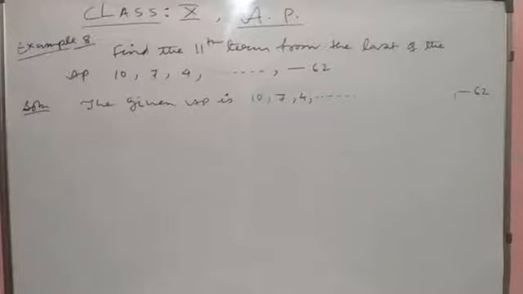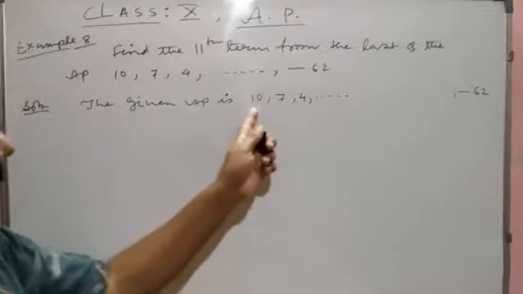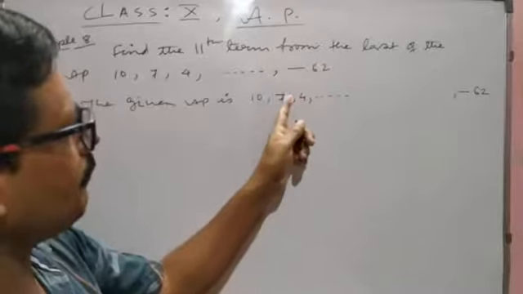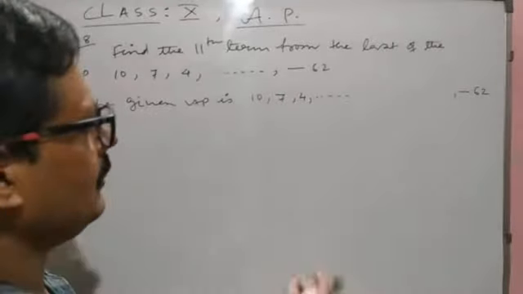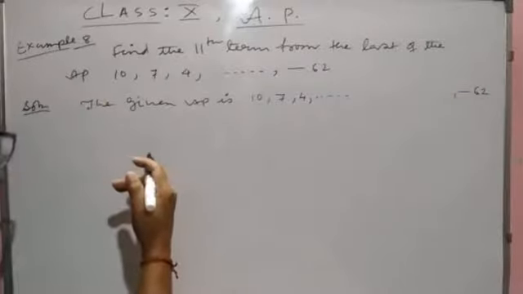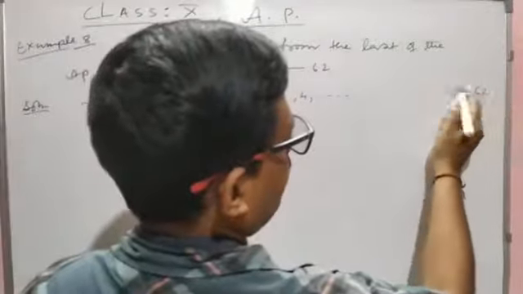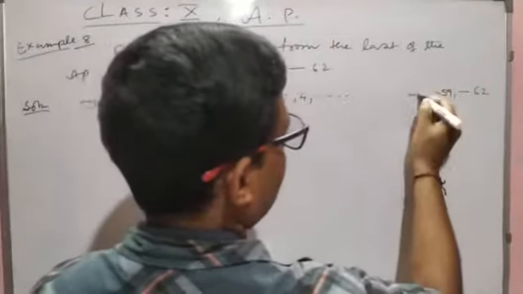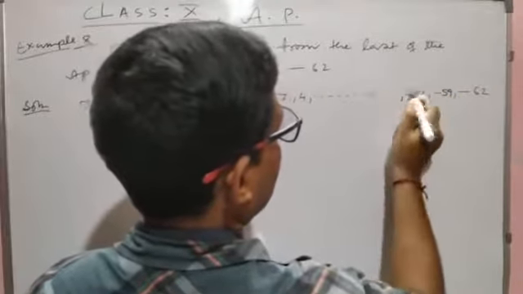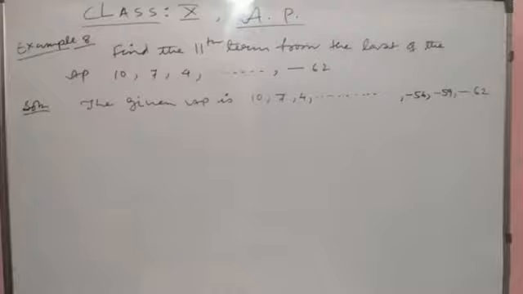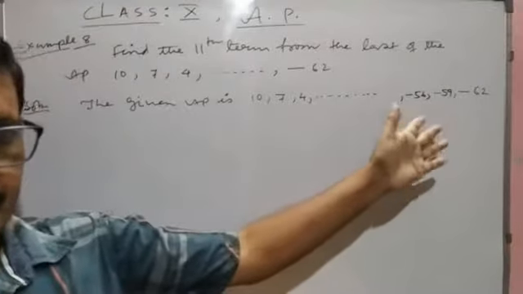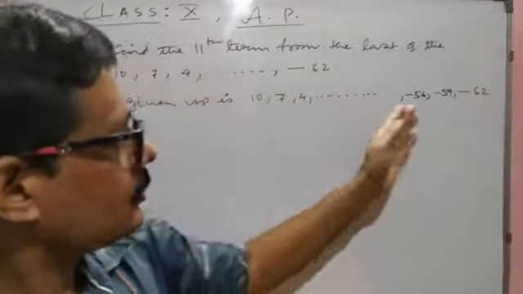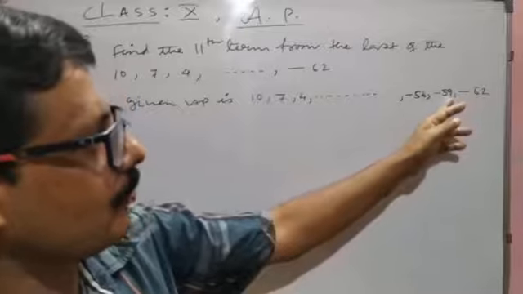Now what to do? Here this is 10, this is 7, this is 4. So if we want to come in reverse order, 4, then 4 plus 3, 7, 7 plus 3, 10. That is, in reverse order we have to add 3. So if we add 3 here, we get minus 59. If we add 3 here, we get minus 56. So this is the given AP.